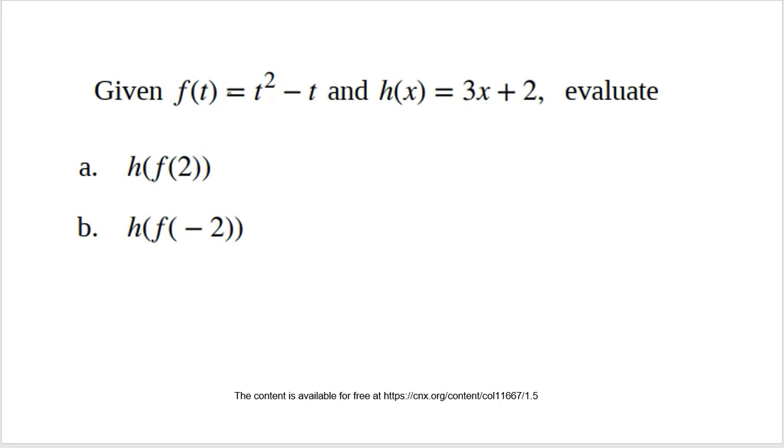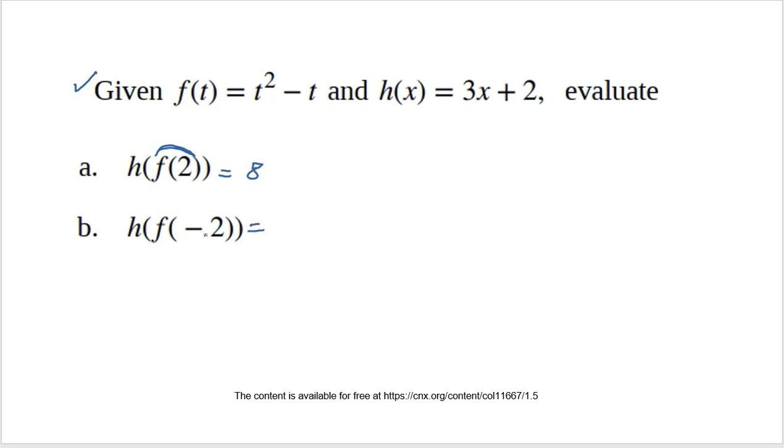Given f of t and h of x, evaluate h of f of 2. You can pause the video and try to solve these problems. So first, f of 2. f of 2 is 2 squared, 4, minus 2, 2. So h of 2 is 3 times 2 plus 2, 8. So the answer of this one is 8.